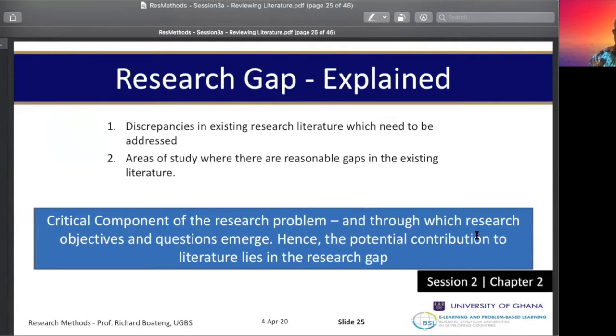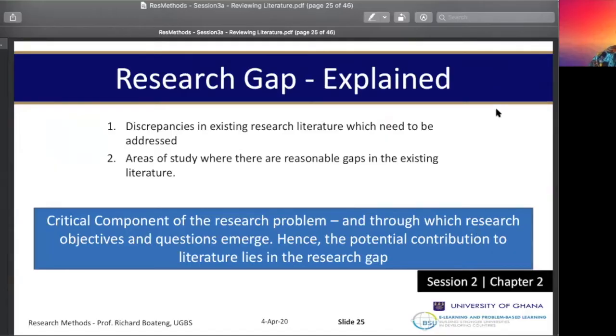Now, we define research gaps as discrepancies in existing literature which need to be addressed, or areas of study in academic literature where there are reasonable gaps that need to be addressed. So usually whenever any person is carrying out research work, he tries to point out that there is a gap. And in pointing out that gap, he's able to tell us why he's doing the research.